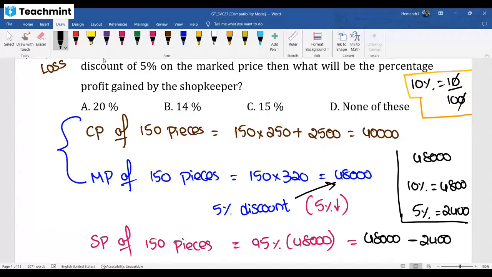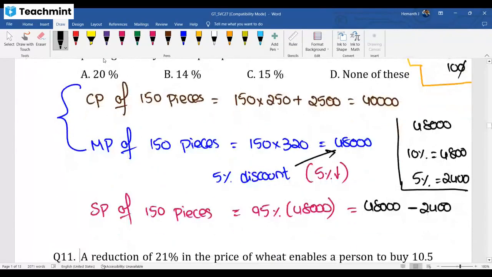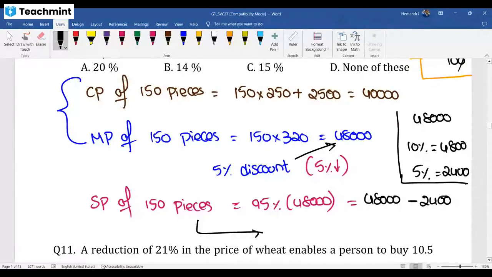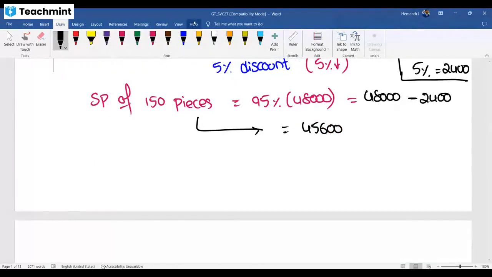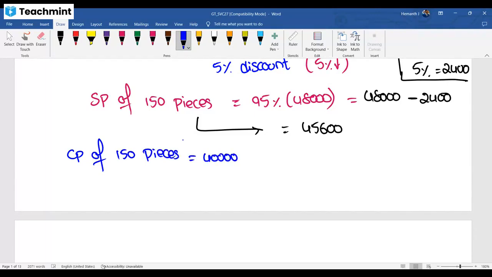Now what is the selling price? After subtracting that, you are getting 45,600. The selling price of 150 pieces is 45,600. It's not 480; it's 4,800 for 10%. Now they're asking profit or loss. If you recall, for the same question we already got the cost price of 150 pieces as 40,000. Now the selling price of 150 pieces is 45,600. Here it has clearly increased by 5,600.